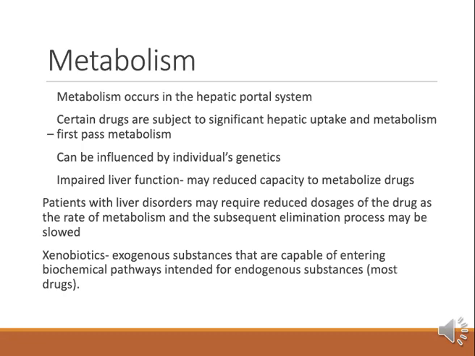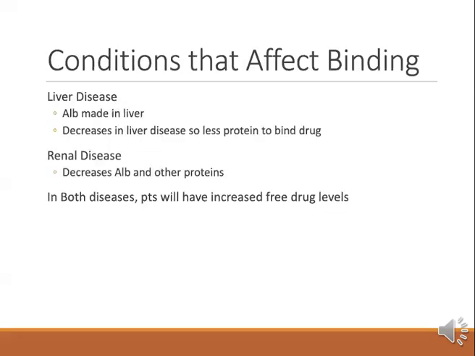In renal disease, patients also have a decrease in albumin and other proteins as well. So in both renal and liver disease, patients will have increased free drug levels. So less binding, more available free portions of the drug.